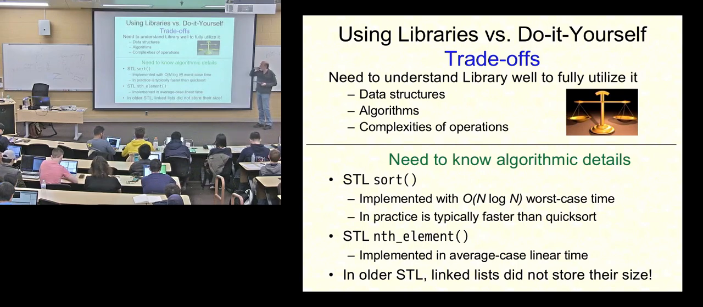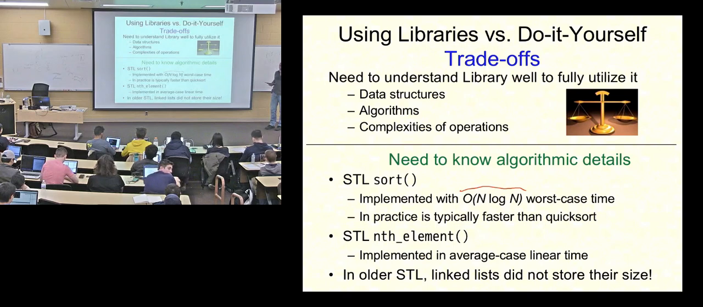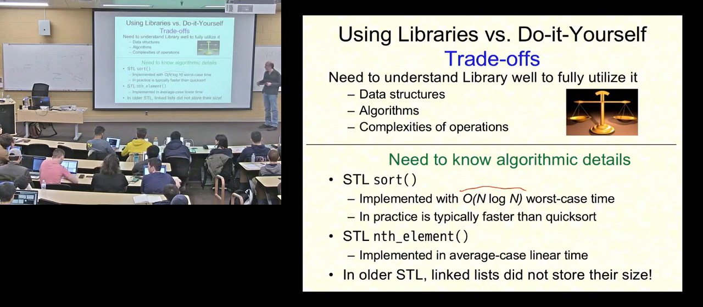STL sort. Now, sometimes it's good to know the details of these. So STL sort is required. It must be O of n log n. How it's implemented after that is up to the person implementing it. So we're going to look at an implementation, how to implement the STL sort called intro sort. We'll look at that in another couple lectures. And in general, the STL sort is going to be faster than quicksort. And even if it uses quicksort, we're going to make sure it's faster than quicksort.